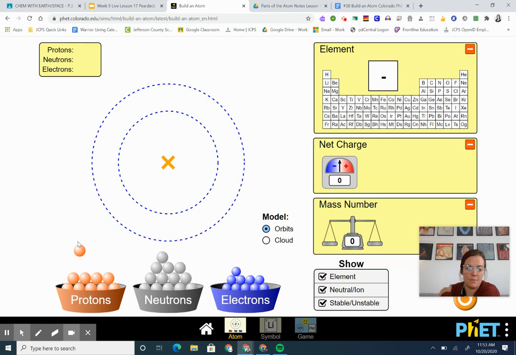So I'm going to grab one of these balls. I'm going to pull it in, remembering that protons won't go in the shells, but they will go into the nucleus. Okay, you notice that when I added that, what changed? It became an element, becoming hydrogen. It got a net charge of +1, and it had a mass of 1. And that makes sense because the proton has a positive charge and it has a mass of 1.